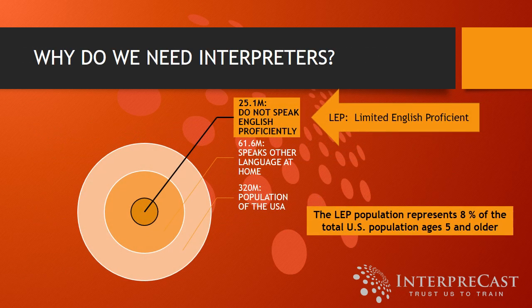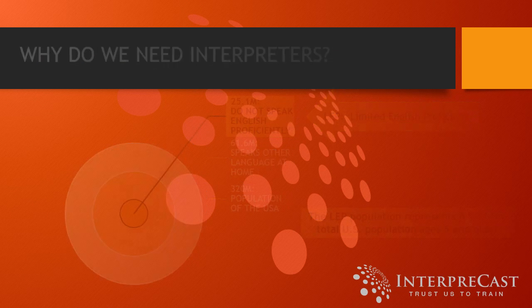So why do we need interpreters? As immigration grows, demand grows, and with that growth, potential problems arise. Communicating effectively with your patients shouldn't be one. In 2013, approximately 61.6 million individuals, foreign and US born, spoke a language other than English at home. While the majority also spoke English with native fluency or very well, about 25% were considered limited English proficient or LEP. Remember that acronym because we'll be using it a lot. 8% of the total US population age 5 and older is considered LEP.